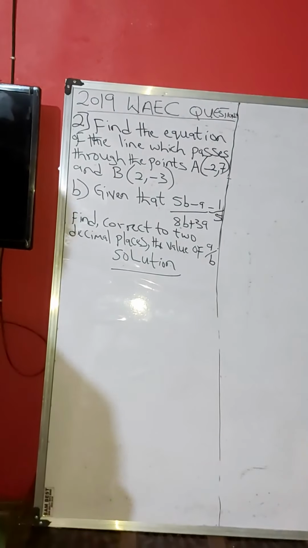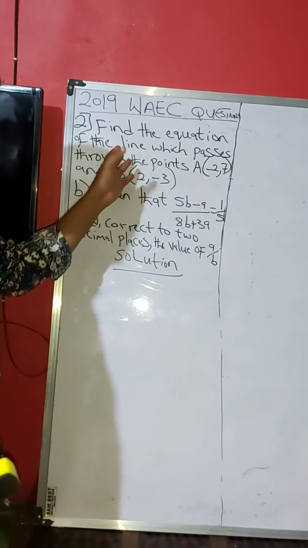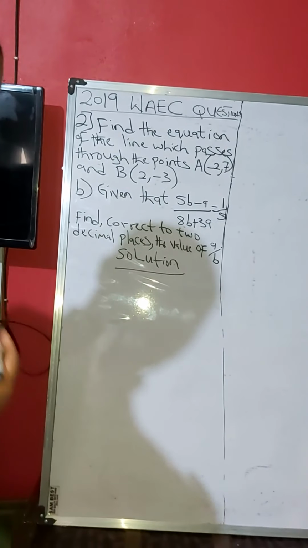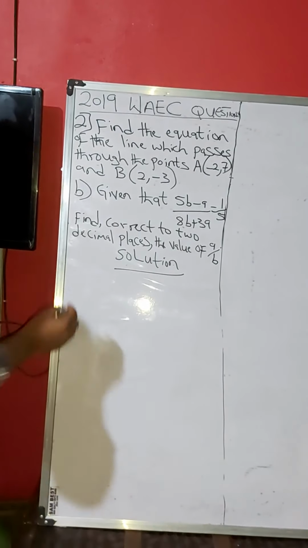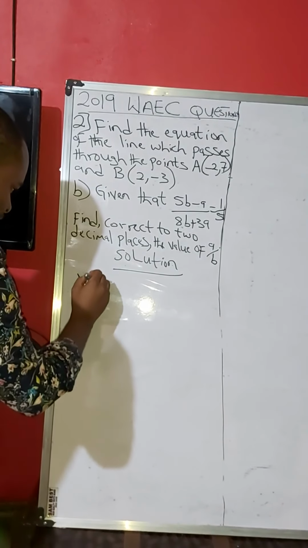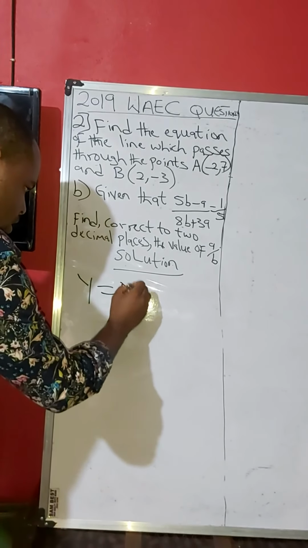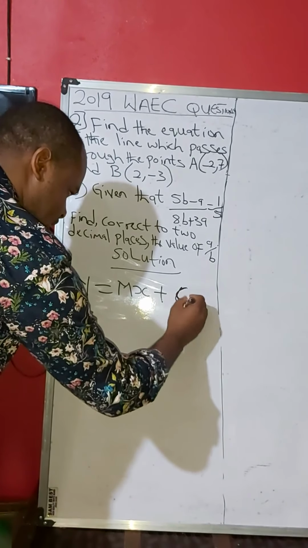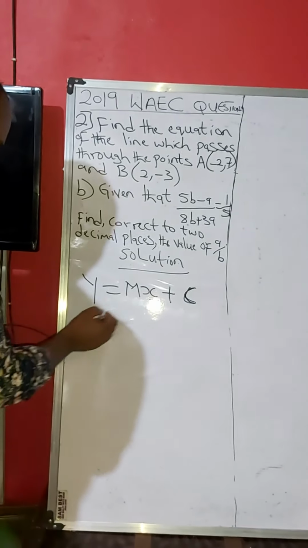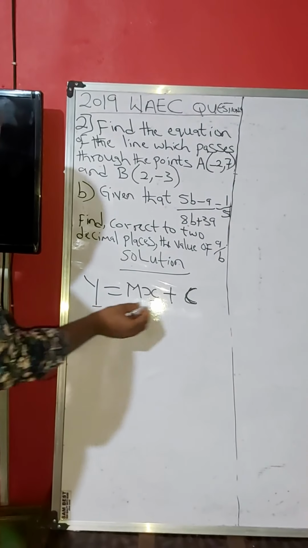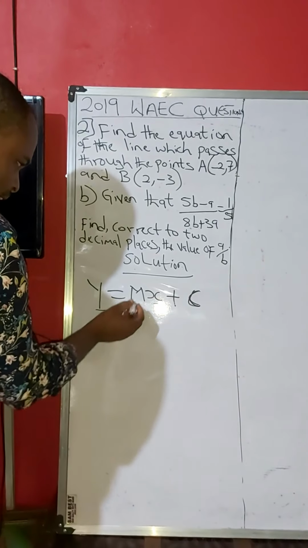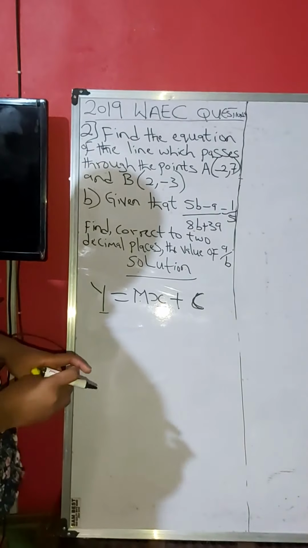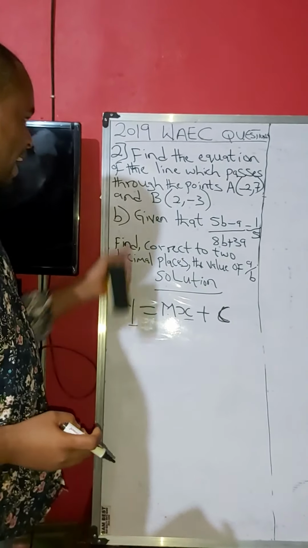Alright, let's look at the first question. They say we should find the equation of the line. Now, you must first understand the formula for the equation of a line. The general formula for the equation of a line is y = mx + c, where c is a constant. We know the value of y, we look for the value of x, we know c. Now, your m is your gradient.